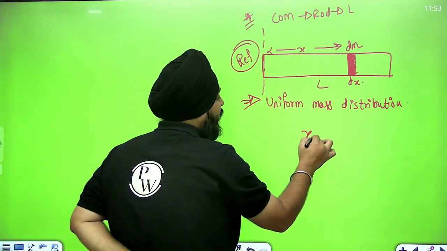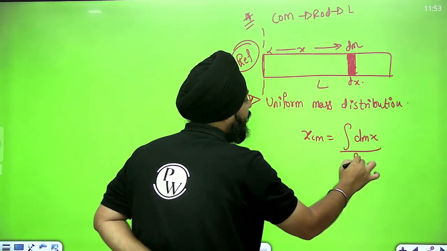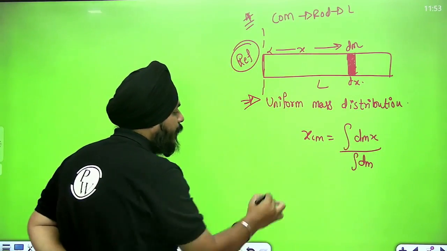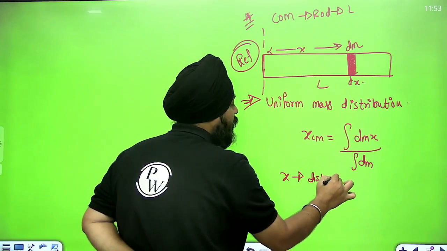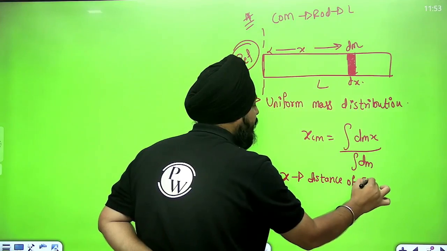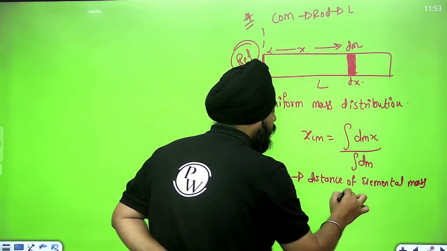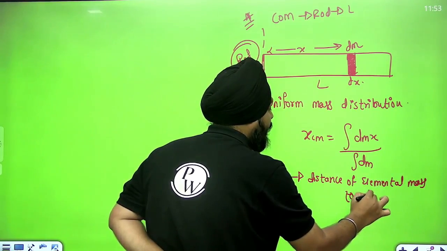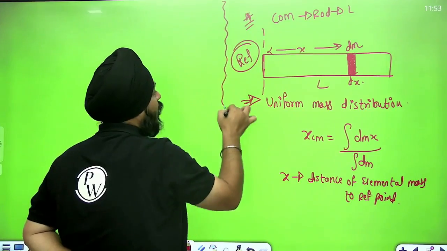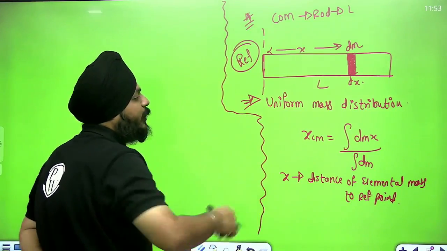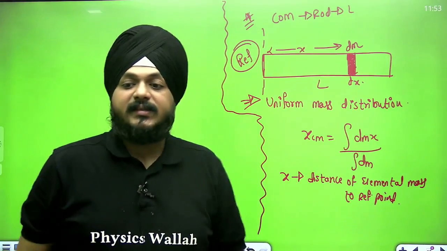So it is integration of x dm whole divided by integration of dm. What is x? x is the distance of the elemental mass to the reference point. In all of these formulas, students always get confused about the value of x. They never understand what we need to take as x.